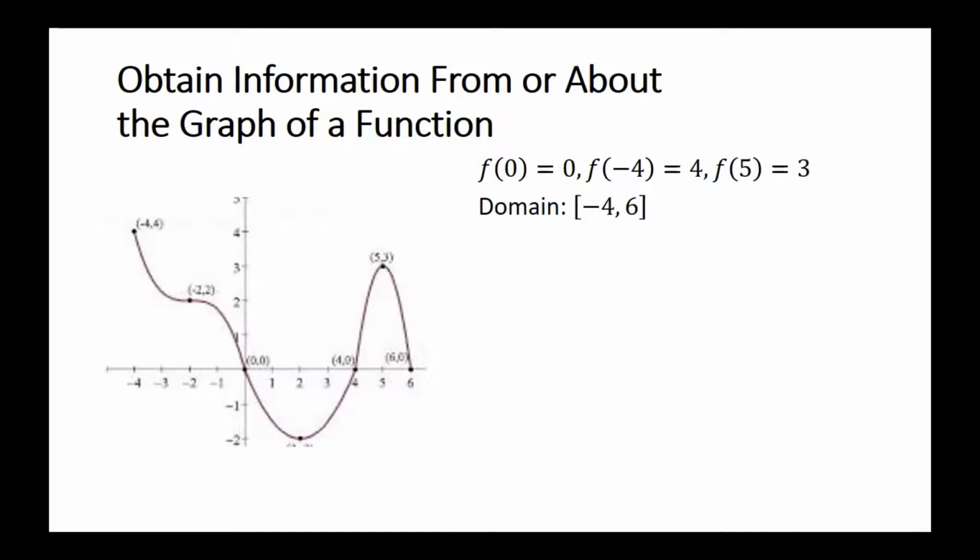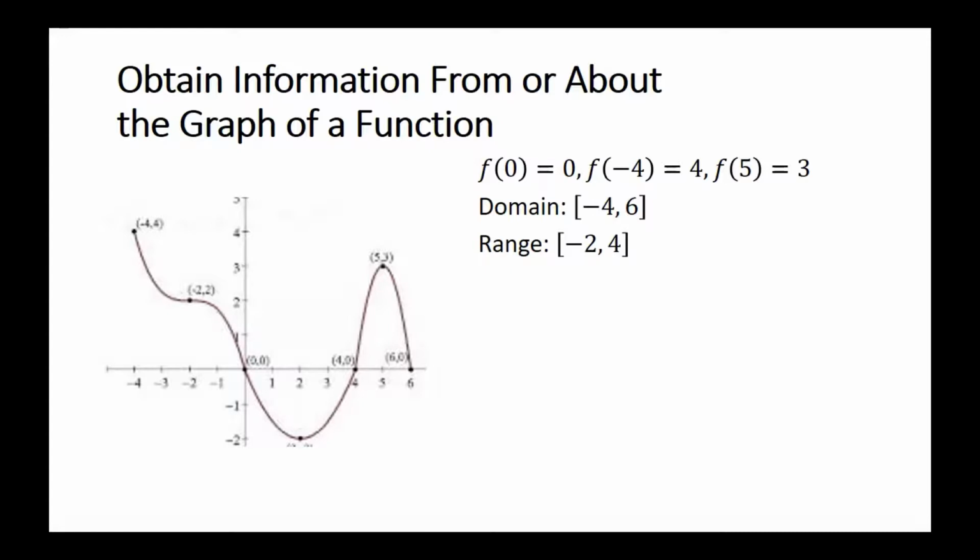The domain is the set of all x values that are part of this function. And we see that this function starts at x equal to -4 and ends at x equal to 6. Therefore, the domain is -4 inclusive to 6 inclusive. Remember when you're dealing with interval notation that square brackets mean the value is included and parentheses mean the value is excluded from the interval. The range is from -2 inclusive to 4 inclusive.